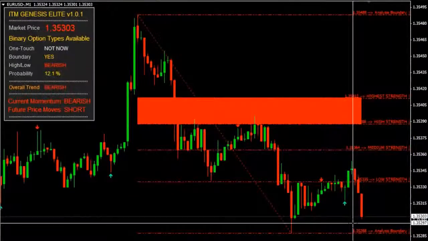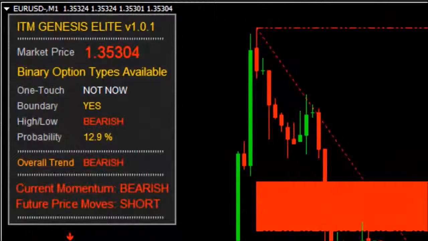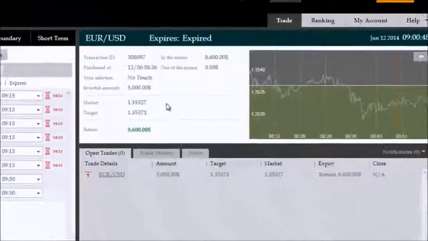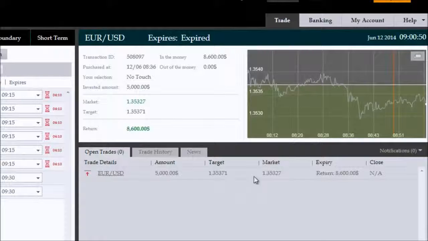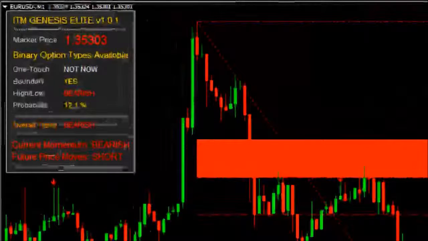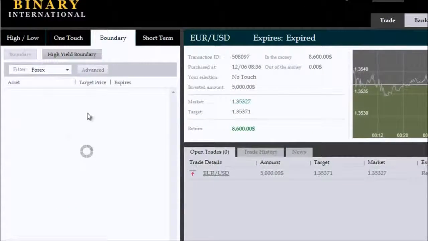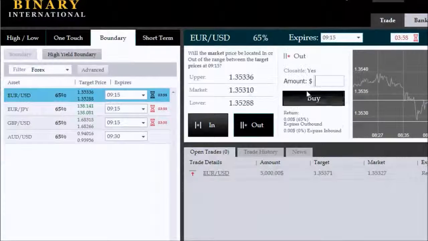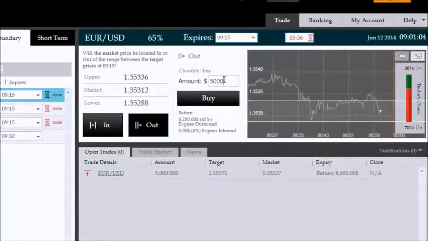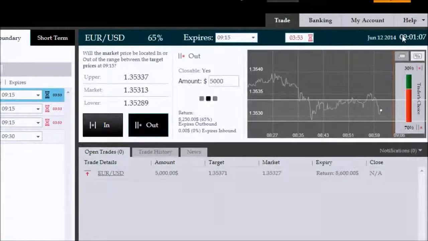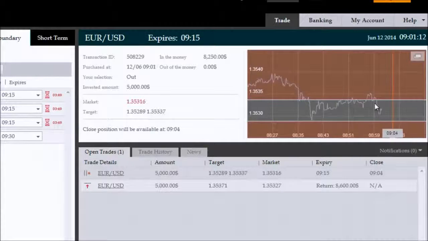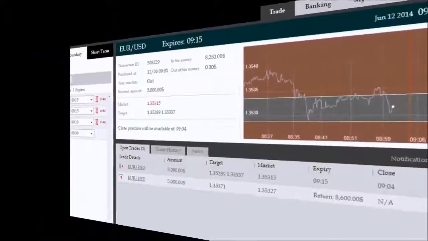The premise behind that is when ITM Genesis Elite shows us a favorable probability, we go for an outside boundary trade under the assumption that since the probability of price staying inside this current boundary is so low, roughly 16% at the moment, the probability of price exiting that boundary is naturally a lot higher. Therefore, we're going for an outside boundary trade on the Euro USD, the first trade having expired successfully in the money. For a full max exposure investment of 5,000, feel free, of course, to choose your own investment amount. We'll come back to you just before expiry.